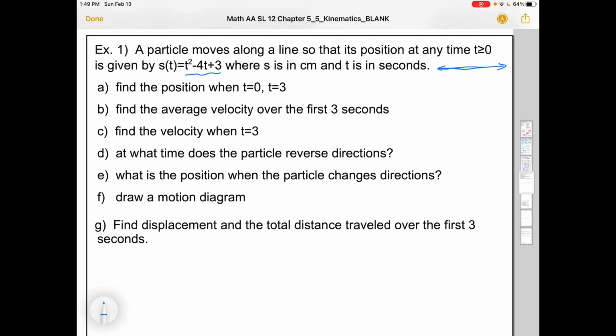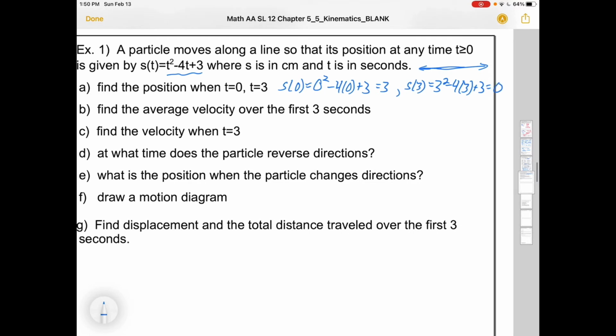So we can find the position when T equals 0, and the position when T equals 3. If I put 0 in for T, I'm going to get 0 squared minus 4 times 0 plus 3, and that's going to give me 3. If I put in 3, I'll get 3 squared minus 4 times 3 plus 3, and that's actually going to give me 0.